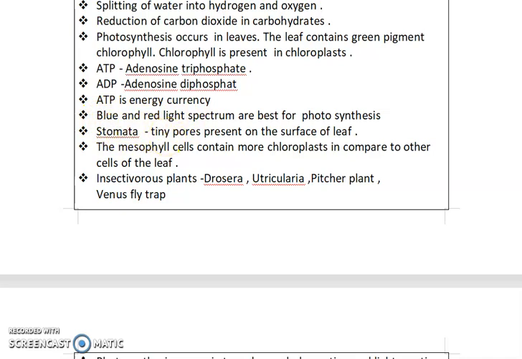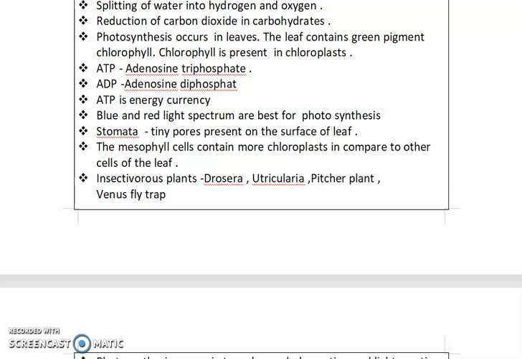And stomata. Stomata are the pores present on the surface of the leaf. On the leaf surface, if you see, there are small holes; those holes we call stomata. And mesophyll cells contain more chloroplast, and in chloroplast there is chlorophyll, compared to other cells of the leaf.